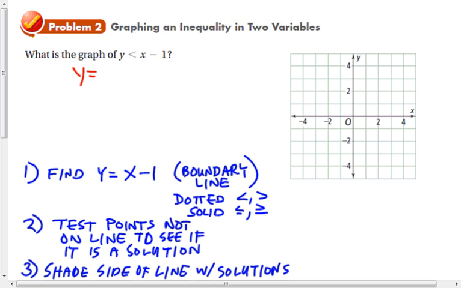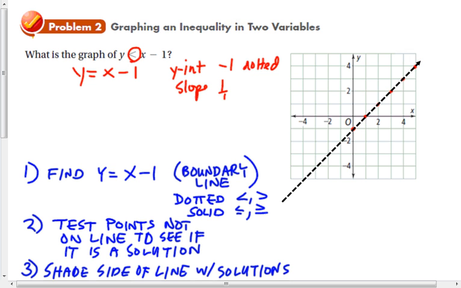We're going to graph y equals x minus 1. To do that, we know the y-intercept is -1, so we'll put a dot there. Since we have a less than here, we're going to use a dotted line. And then we just need to know the slope. The slope here is 1, or 1 over 1. We're going to use the rise and run, so we can just go 1 over 1 here. Then we're going to use a dotted line to graph that. And so that'll look like that.